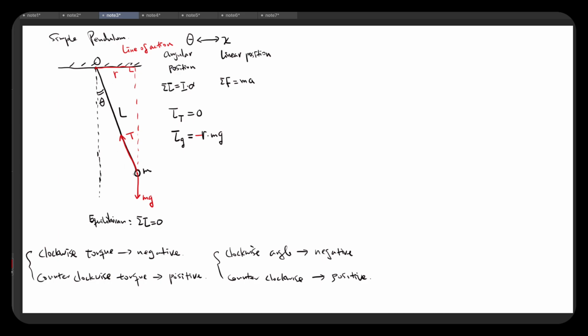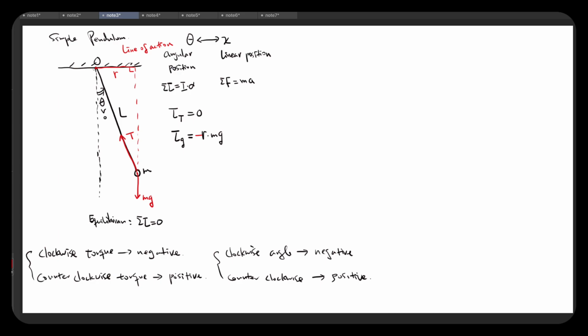Since we know the torque already, for this mass here, gravity is pulling it down, so it's going to rotate in the clockwise direction. So that's why it's negative here. But how about the angle? Right now the angle is here, and starting from the dashed line, we need to rotate along this counterclockwise direction to this angle of theta. So that's why this angle is positive.